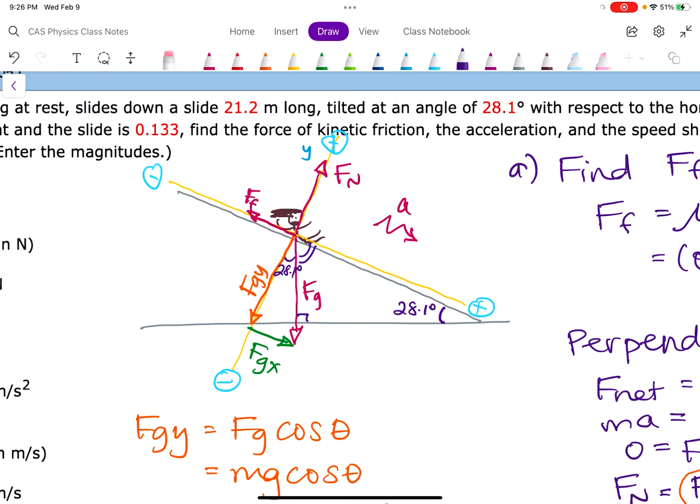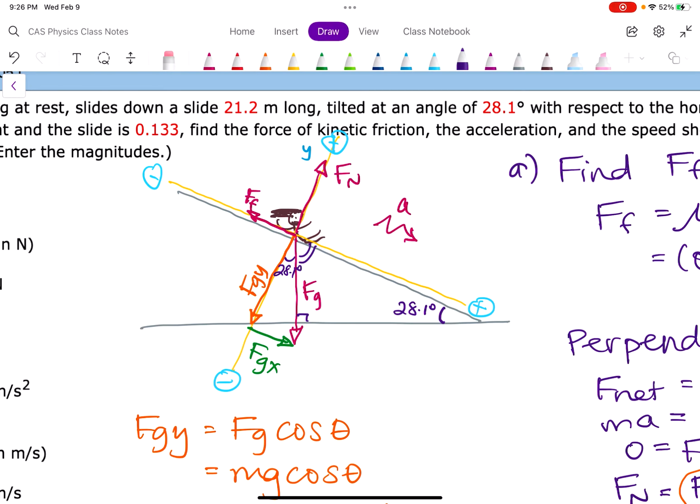Where I got that angle was by drawing the components. FG is straight down, and the component FGY has to be along the y-axis, perpendicular to the slope, and FGX has to be parallel to the slope. So this is a really important diagram to be able to figure out, and if you don't, you should come in and ask me questions.